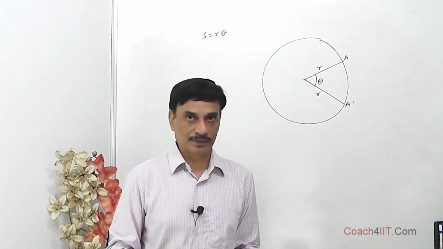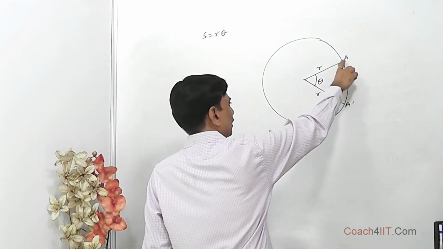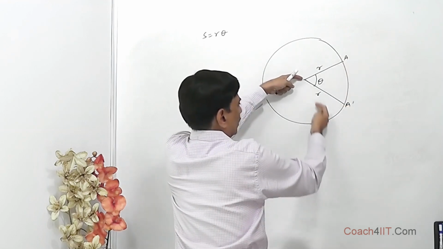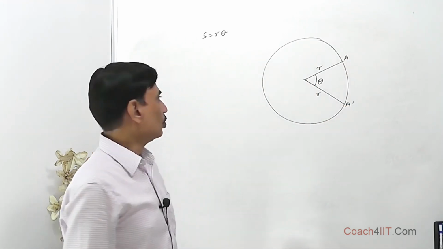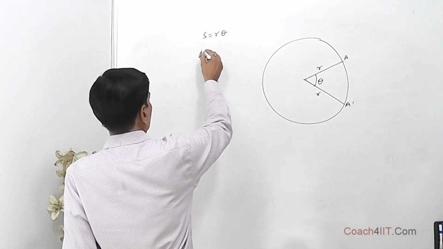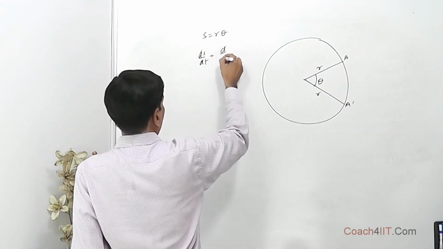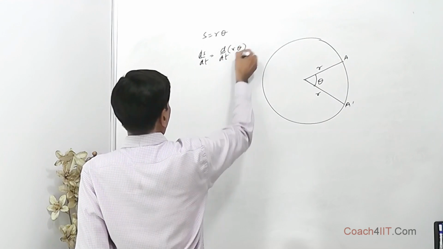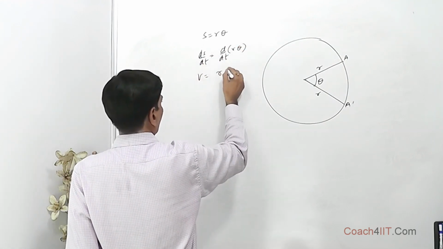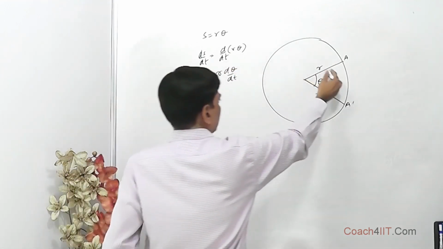Obviously, if a person goes from A to A dash, the angle subtended is theta. If the length of his arc is more, the angle subtended will be more. Now if we differentiate it, that is if we do ds by dt, differentiating both sides with respect to time, this is r into theta. So ds by dt is what? Velocity or speed, you can say. R is constant, it comes out. So this comes out d theta by dt, that is the rate at which the angle is being subtended.